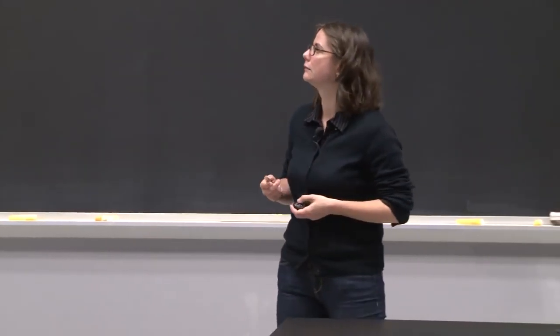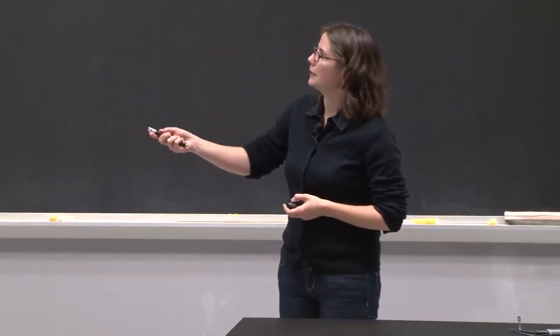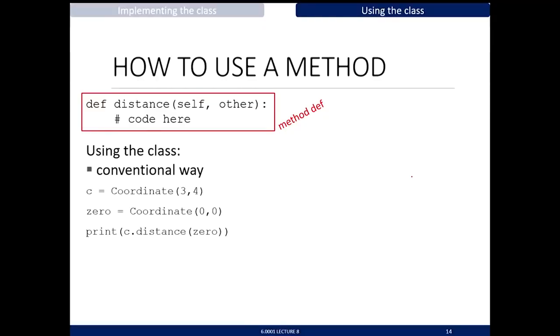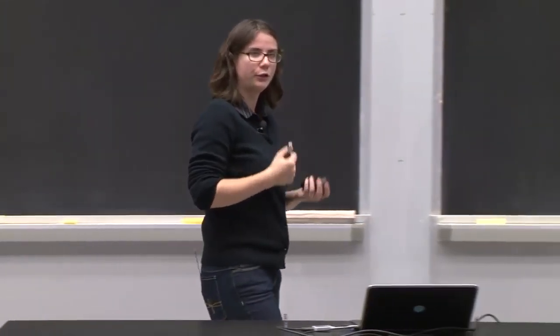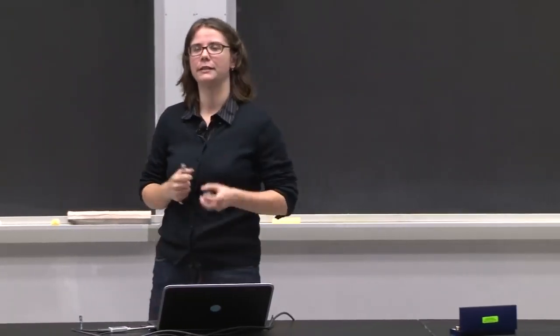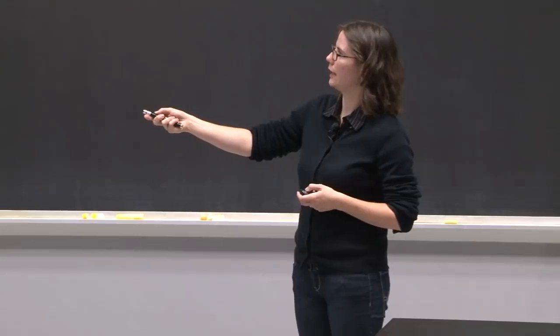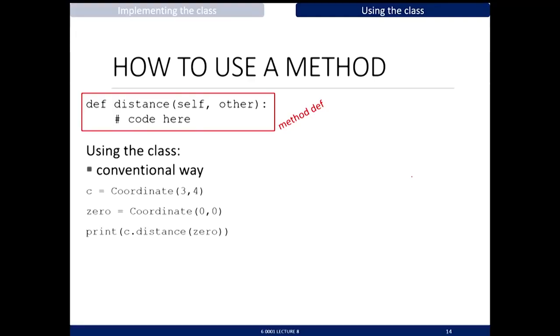Now, how do we use it? So let's assume that the definition of distance is up here. I didn't include the code. But really, all you need to know is what it takes. It takes a self and an other. So when you want to use this method to figure out a distance between 2 coordinate objects, this is how you do it. So in the first line, I create 1 coordinate object. In the second line, I create another coordinate object.